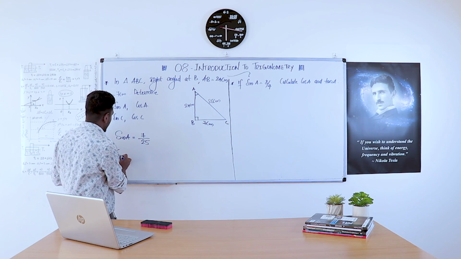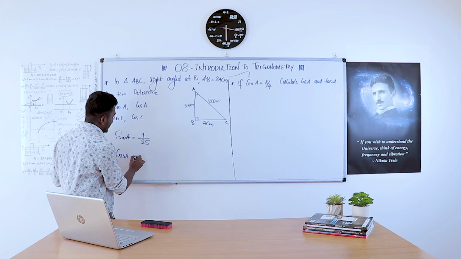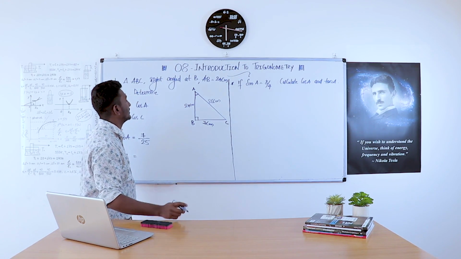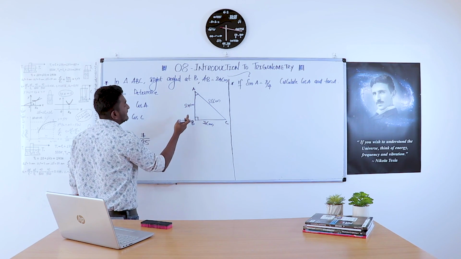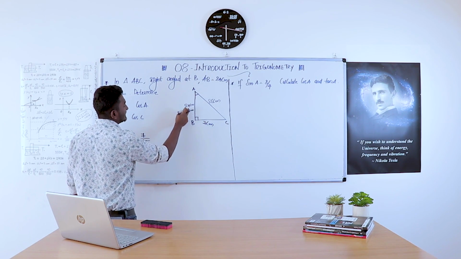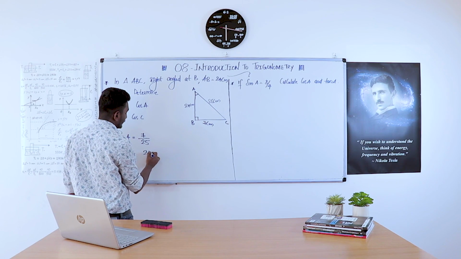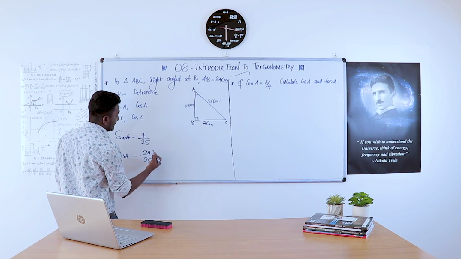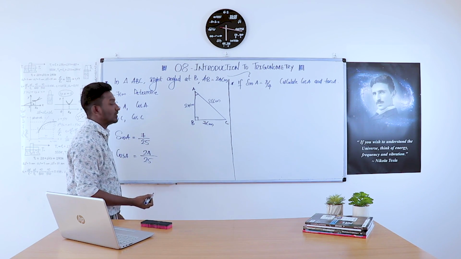Next we need to find cos A. Cos A is equal to, for cos theta, general equation is adjacent side by hypotenuse. For angle A, AB is the adjacent side, that is 24 by hypotenuse, which is 25. So 24 by 25, that is cos A.